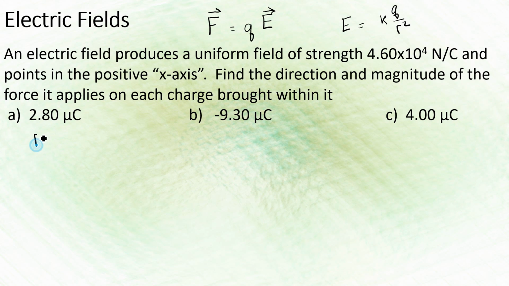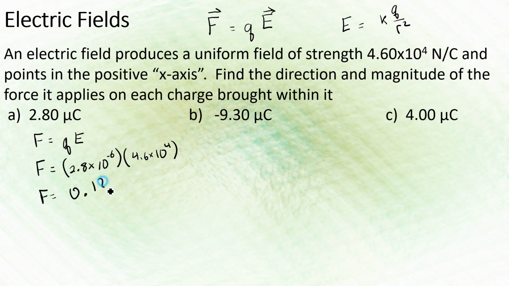So we're going to need this first formula, F equals QE, and we want to know the force. So the force is going to equal our Q is in microcoulombs, so we do need to change that to coulombs. So I'll go ahead and do that, times 10 to the negative 6 coulomb. And our field strength is 4.6 times 10 to the fourth. And when we multiply that out, we get a force of 0.129 newtons. Not very large at all.